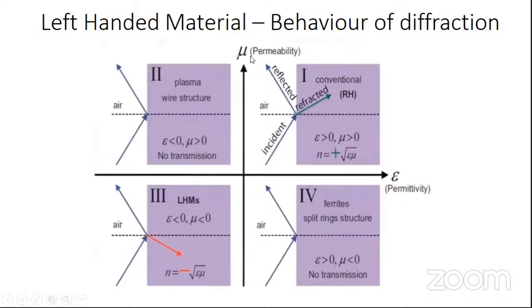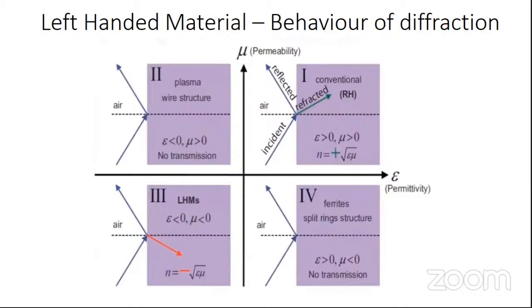Okay, if you can see, there are 4 quadrants. If you plot the values of mu on the y-axis and epsilon on the x-axis, in the first quadrant both mu and epsilon are positive, and these are the naturally available materials. So in this, the refractive index is given by a positive value. What is the refractive index? Refractive index is nothing but the square root of mu times epsilon.